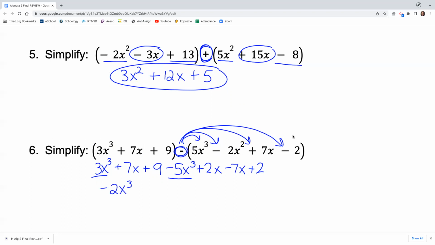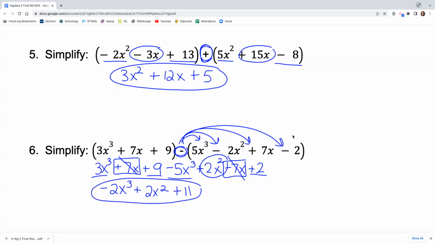Putting it in standard form, we would look for x squared next. And actually, I forgot this was a positive 2x squared, not just a plain 2x. So there's only one of them. So it's going to be right here, just plus 2x squared. Looking at the x's, we have 7x, and then this is a minus 7x. They end up canceling out. And then the constant numbers, we have 9 plus 2, that's 11. So this would be your final answer since nothing else can be combined together.